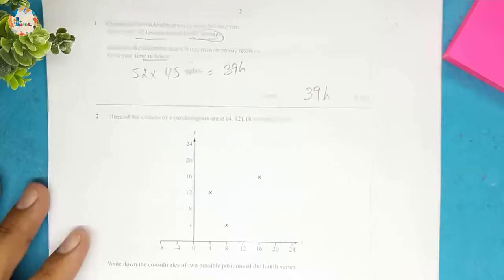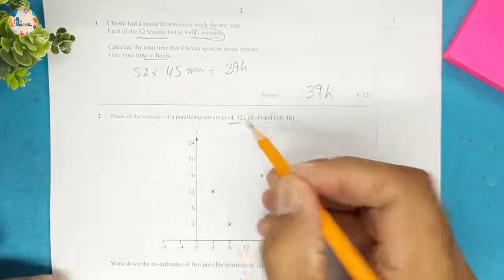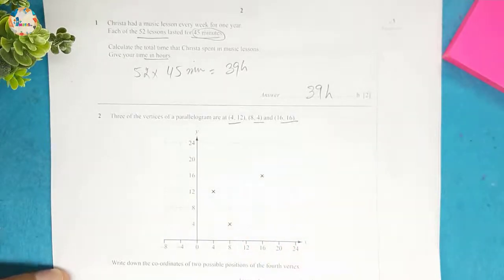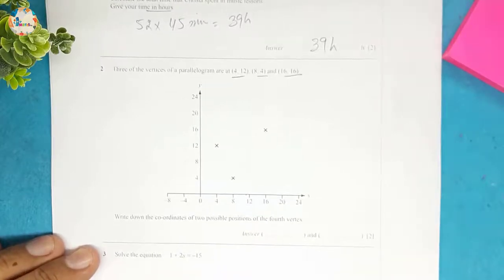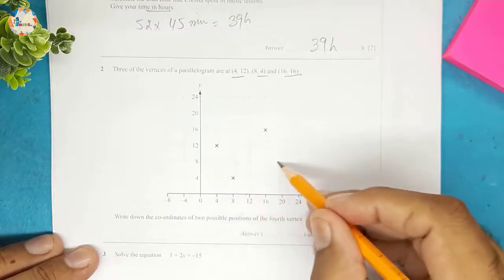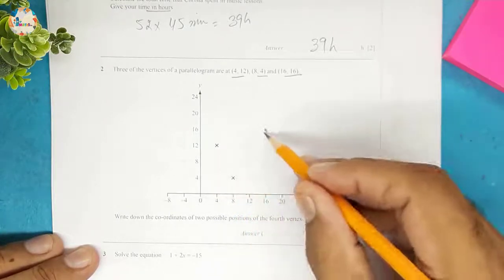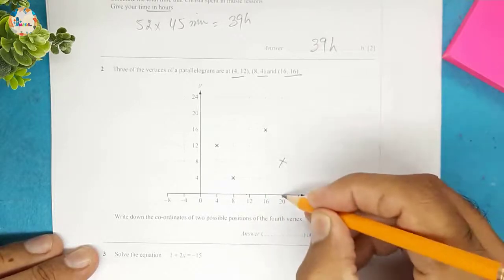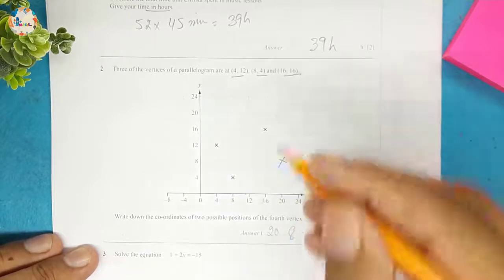Question number 2. Three of the vertices of the parallelogram are at this one, this one and this one. These 3 are marked. Write down the coordinates of 2 possible positions of the 4th vertex. So the 4th vertex can be here because this is a parallelogram, so this side will be parallel to this one. So it can be over here. These coordinates will be (20, 8), so we can write here (20, 8).